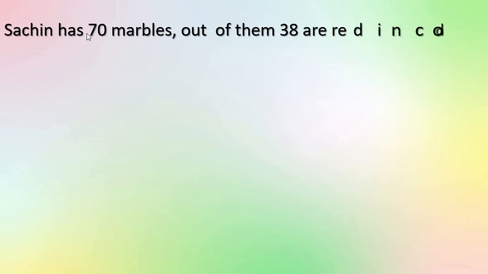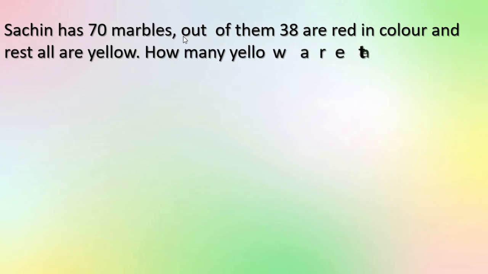One more sum. Sachin has 70 marbles. You know marbles, goti, right? Out of them, 38 are red in color and rest all are yellow. How many yellow are there? Yes, Sachin has two types of marbles, red and yellow.